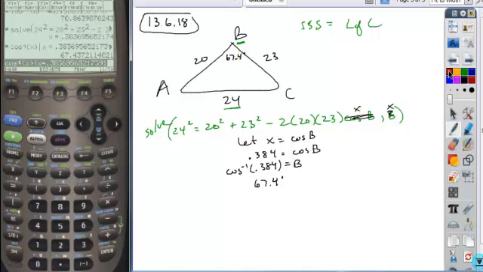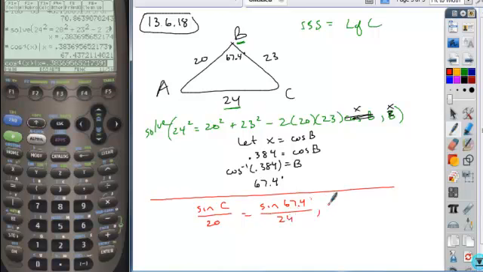And so you can choose either of the other angles to find. I'm going to go ahead and find C on this. I'm going to use the law of sines here. So the sine of C over the side opposite at 20 is equal to the sine of the angle I just found, 67.4, over the side opposite at 24. And we can use the solve feature. Same idea. We have to let x represent sine of C.